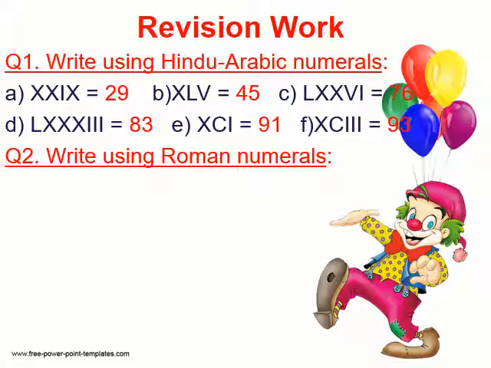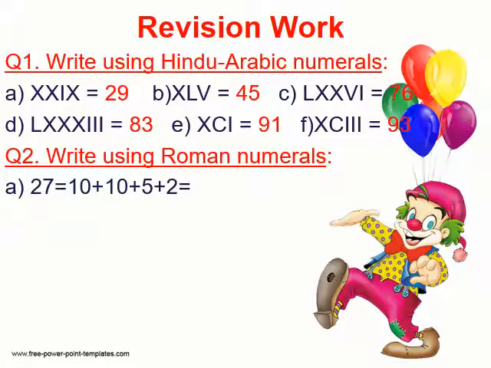Now children, let's come to question number 2 and the question is write using Roman numerals. So in this question, Hindu-Arabic numerals are given and you have to write those Hindu-Arabic numerals using Roman numerals, or you have to write them into Roman numerals. So the A part is 27.